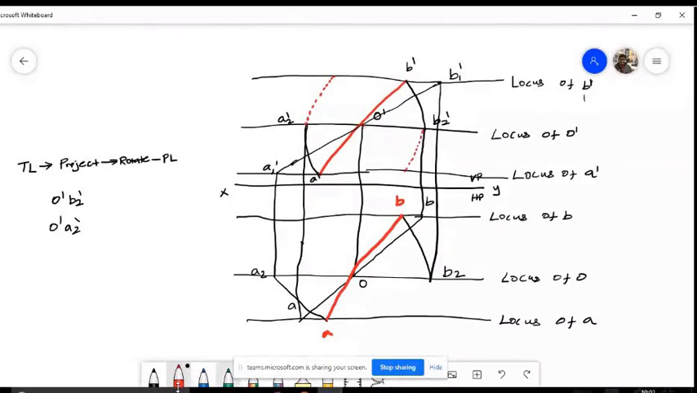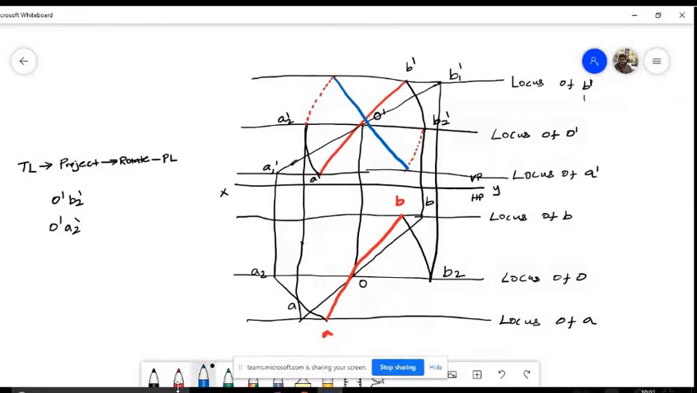And can we draw something like this? Sir, we have named the locus. We will draw the locus.